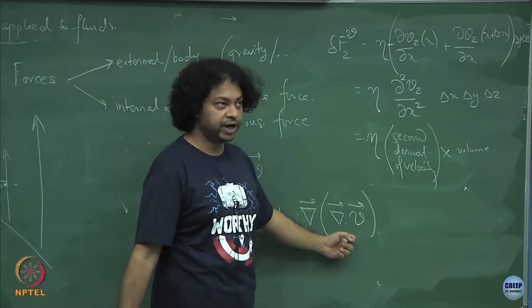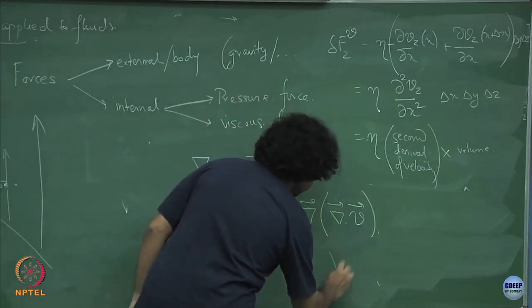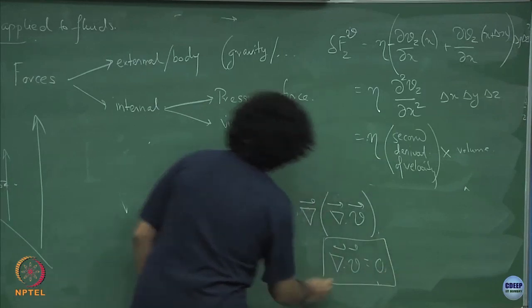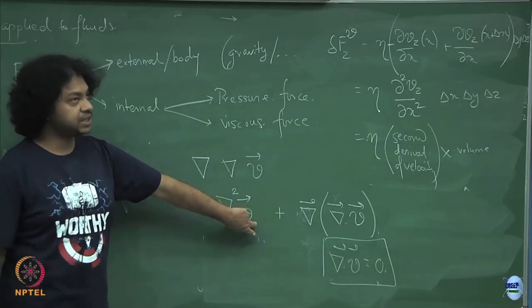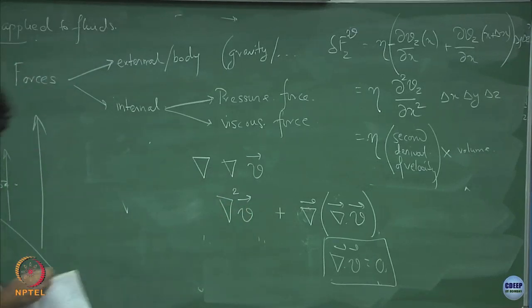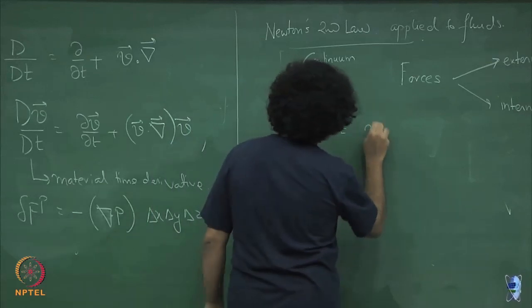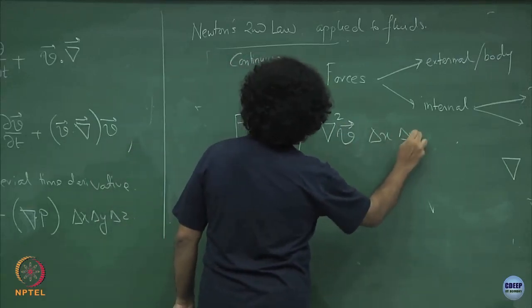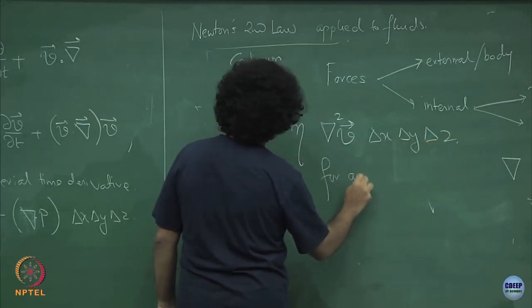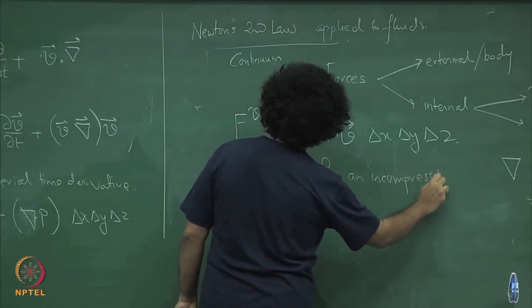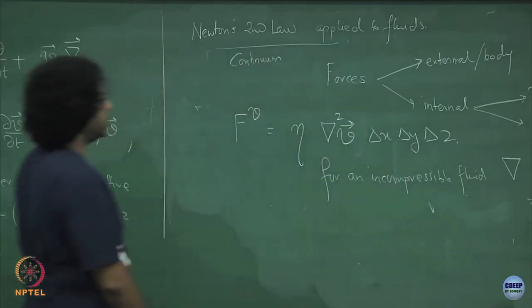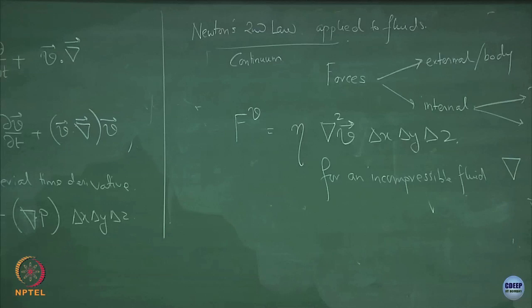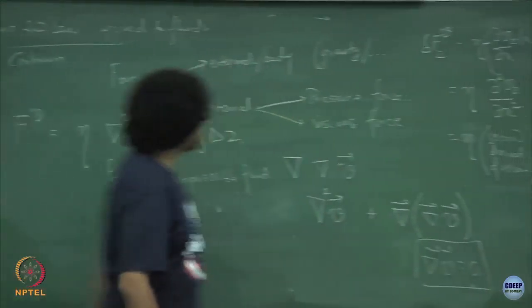Anyone? Incompressible fluid, right. So, if your fluid is incompressible, then the incompressibility condition means that the divergence of V is 0. So, if you talk of an incompressible fluid, then the only term that will survive is this vector Laplacian of the velocity field. Which means that this viscous force, F V, will be the viscosity, the Laplacian of the velocity field times delta x, delta y, delta z for an incompressible fluid. Okay. For compressible fluids, you will have a correction term, which will have something which is proportional to this.